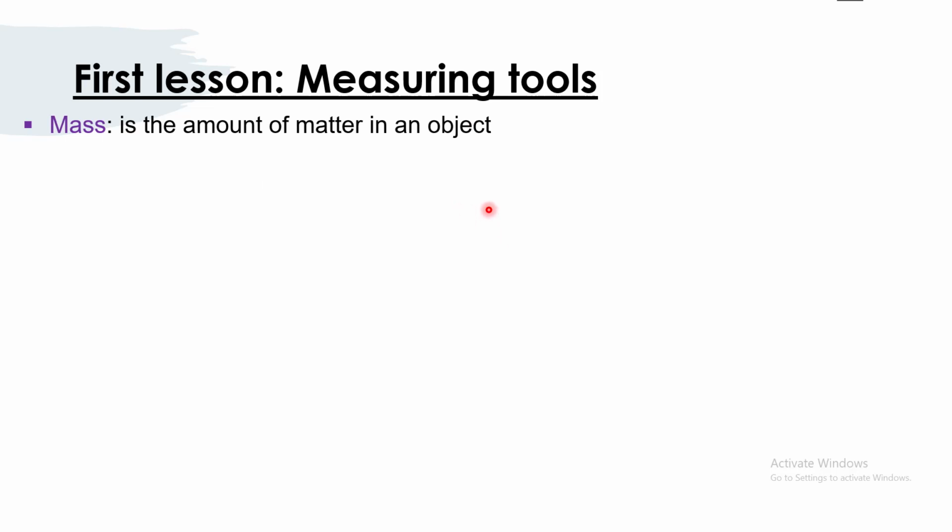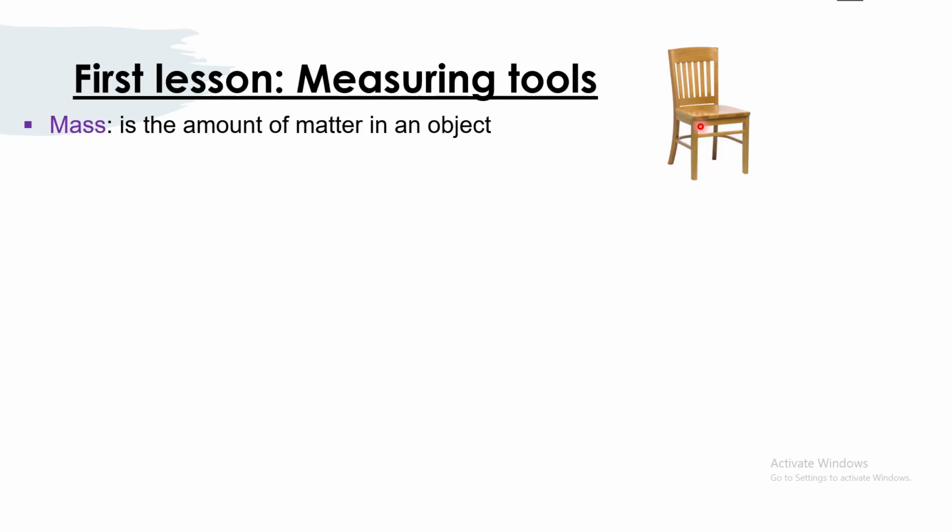So what does that mean? Okay, let's take a look at this chair. This chair is made out of wood. So the amount of wood in this chair is the mass of the chair. Again, the amount of the wood in this chair is the mass of the chair. So the mass is the amount of matter that creates the object. And this object, for example the chair, is made out of wood. So the matter here is the wood. The amount of the wood in this chair is the mass of the chair.